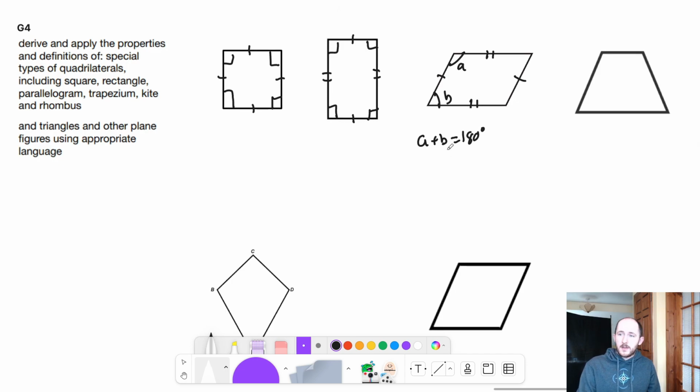Now, the other interesting thing is that the opposite angles are equal to each other. Okay? So, the co-interior angles, the ones that are adjacent to each other, will add up to 180 degrees, and the angles directly opposite will all be the same.